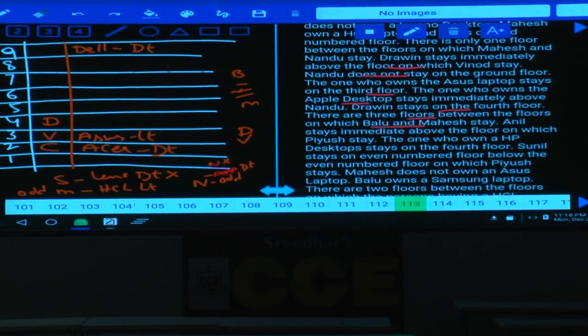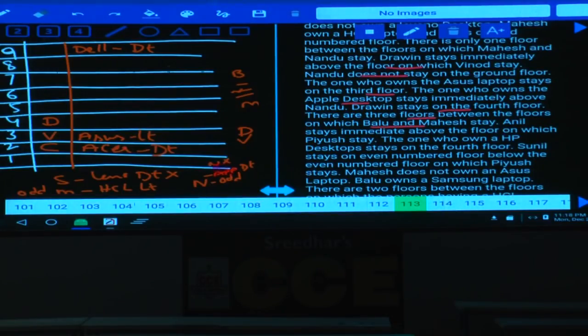There are 3 floors between B and M. There is 1 floor between M and N. Hence, B must be on an odd number floor, M must be on an odd number floor, N must also be on an odd number floor. Among these 5 odd number floors, B, M and N must be on the odd number floors. V is also on the odd number floor.